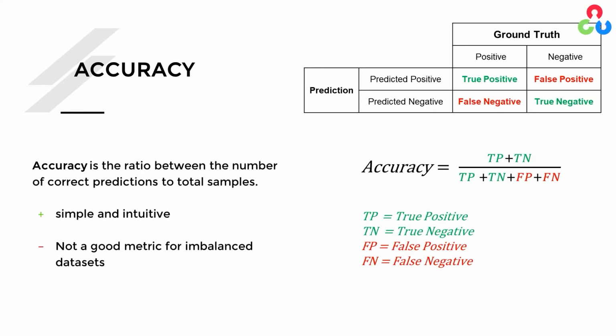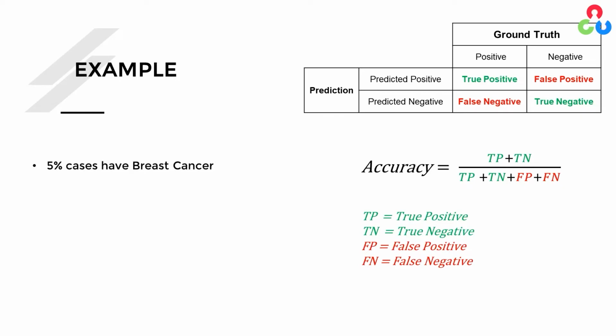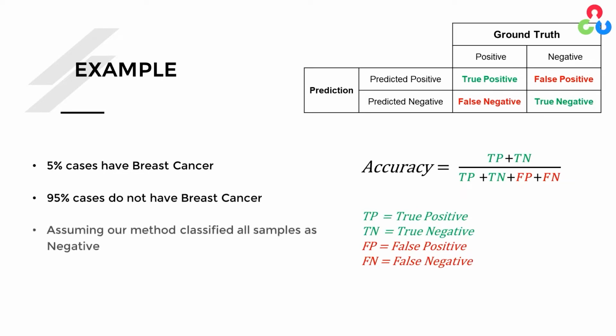The main drawback of accuracy as a metric is that it does not perform very well with an imbalanced data set. Let's say in our mammogram example, there are only 5 positive cases of breast cancer and 95 cases do not have breast cancer. If our method classifies all samples as negative, which means that it predicts all samples do not have breast cancer, the values in the confusion matrix will be: true positive is 0 because it's saying that all of them are negative. False positives is also 0. True negatives is 95 and false negatives is 5. So it will misclassify some of the positives.